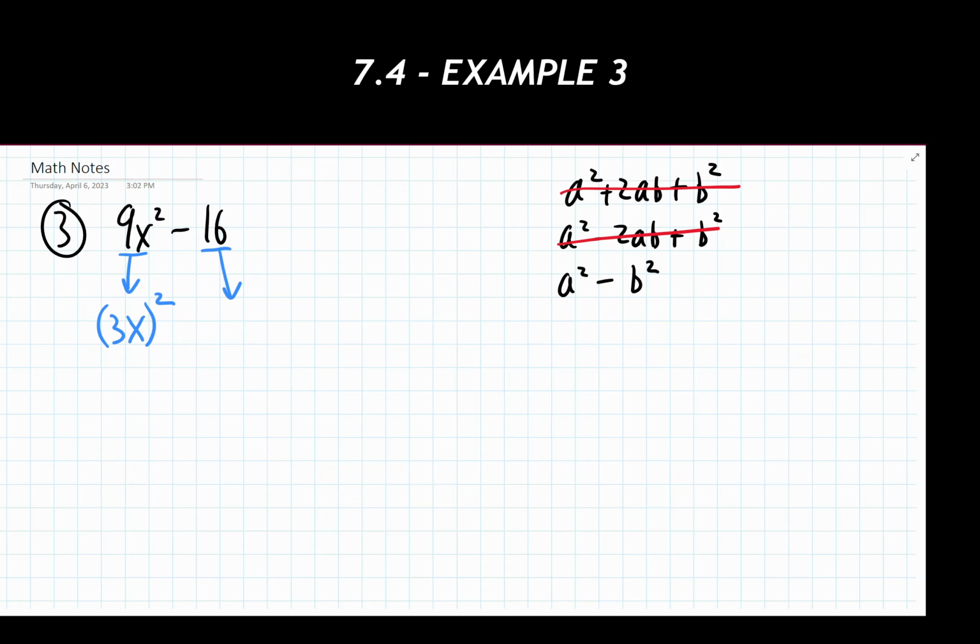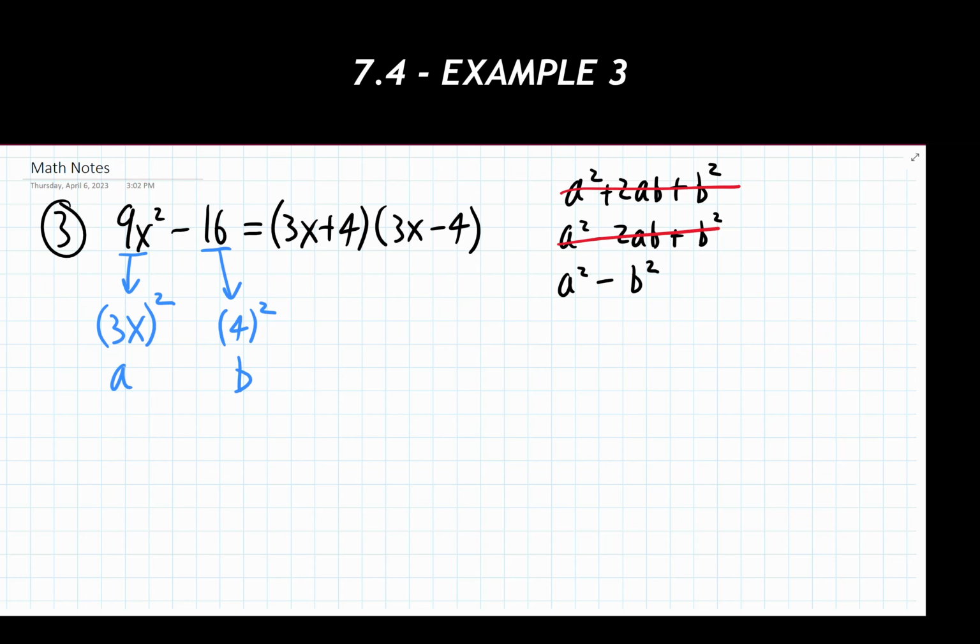We look at the second term in a similar fashion and say, well, what squared is 16? Or you could think of it as, what's the square root of 16? In this case, we're going to have 4. So 16 is the same as saying 4 squared. Great, I now have my a value, I have my b value, and I can just go right to my final answer form, which is a plus b times a minus b.